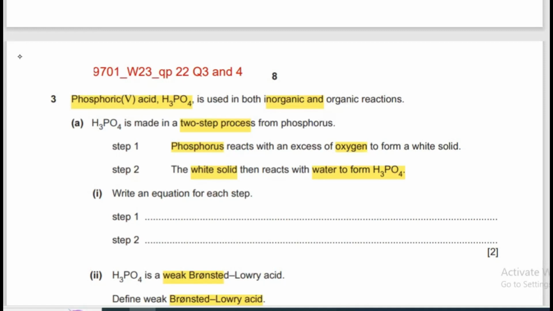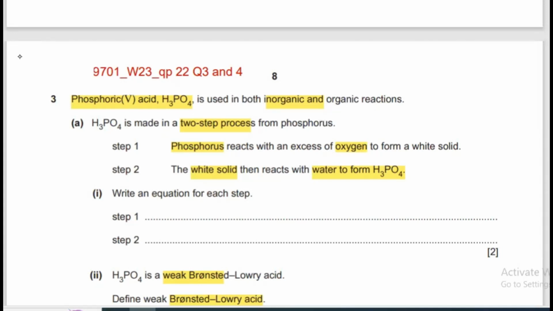In the previous session, I discussed the paper 9701, winter 23, question paper 22, question number 1 and 2. In today's session, I'm going to discuss the same paper, but question number 3 and 4. And please watch the complete video so you will be able to learn some extra points as well. Let's start from question number 3.